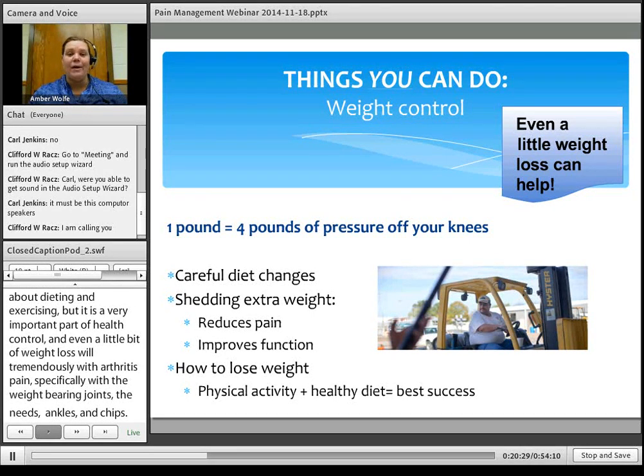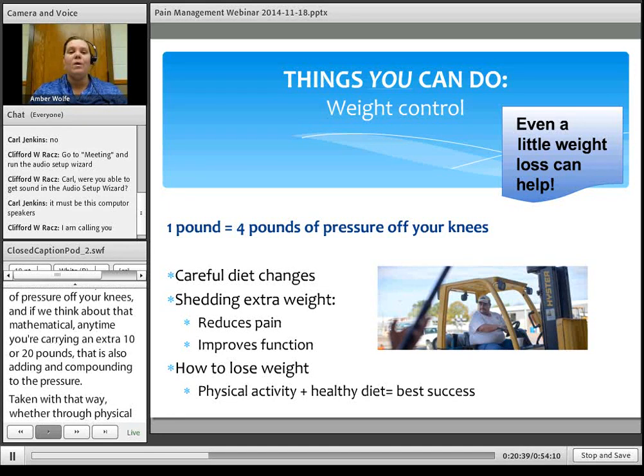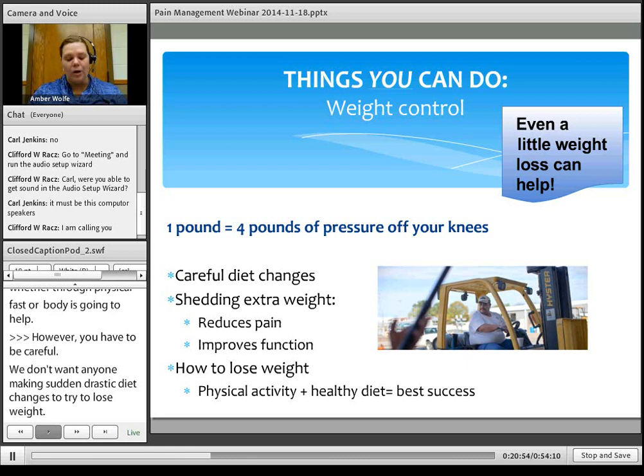Taking away that weight, whether it's through the physical task or on your own body, is going to help. However, you have to be careful. We don't want anyone making sudden drastic diet changes to try to lose weight. We want it to be a careful loss of weight, something that's going to help reduce your pain and improve your overall function. With light physical activity, a healthy diet, and avoiding high sugars and high fatty foods, that's going to give you the best success for overall weight loss.